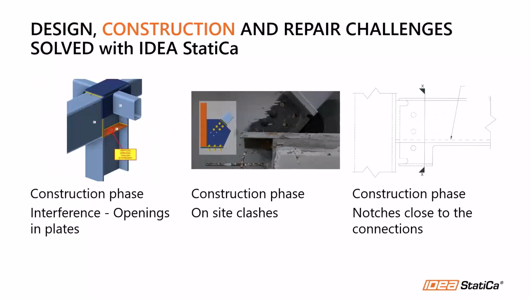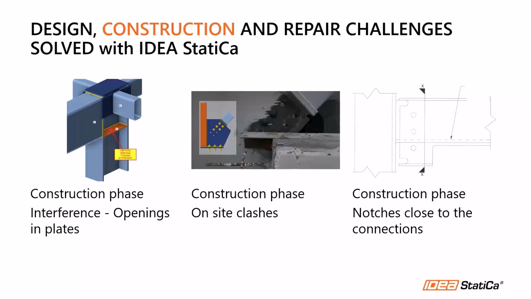Now, these are some user cases that are related to a clash or interference issue during construction. In the first example that I am showing here, the user wanted to create a circular opening in the stiffener. I'll show you that in the software later today. The second is an on-site clash with another non-structural item that was found in the construction phase. I am also going to explain this case later using the software.